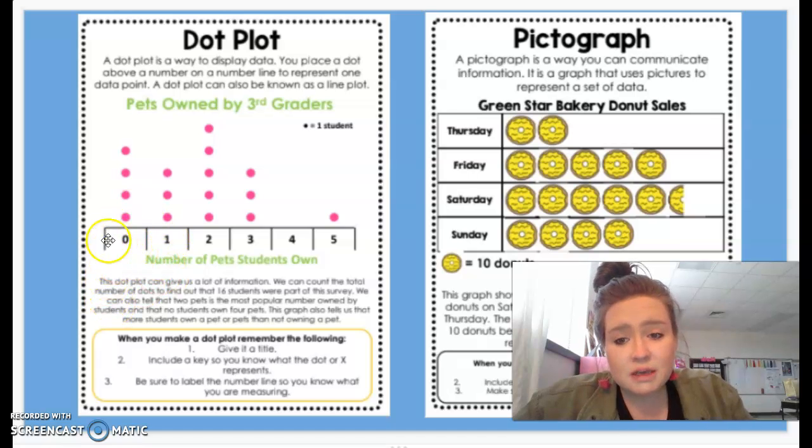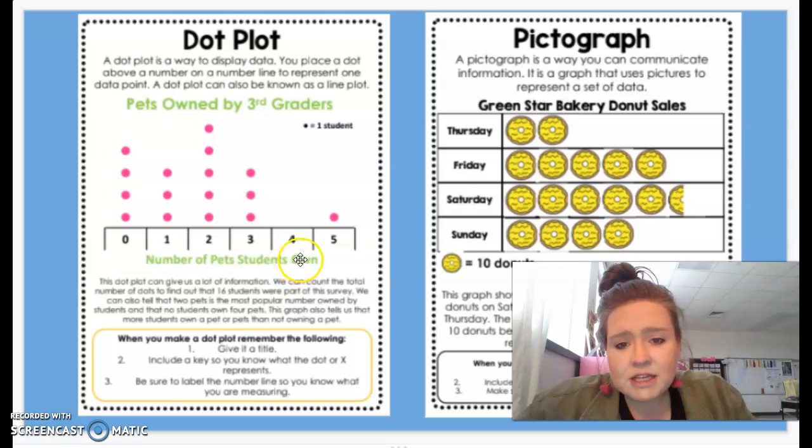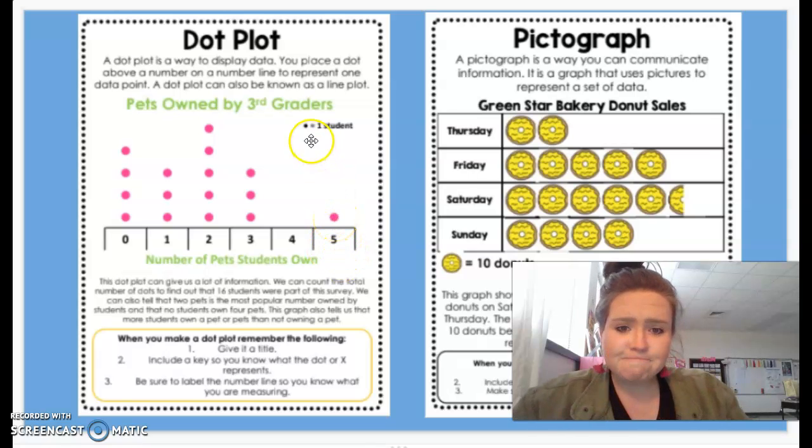So 0 pets, 1, 2, 3, 4. 4 students own 0 pets. 1 pet, 3 students own 1 pet. 2 pets, 1, 2, 3, 4, 5. 5 students own 2 pets. 3 pets, 3 students own 3 pets. 4 pets, there are not any students who own 4 pets. And then 5 pets, only 1 student owns 5 pets.